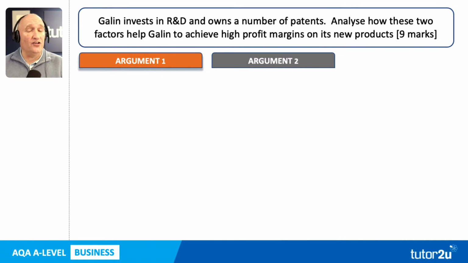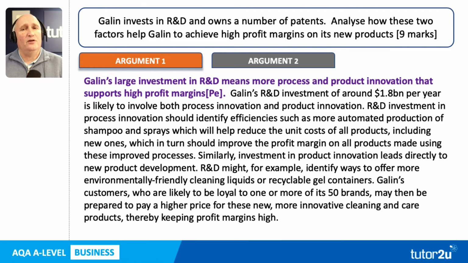Clearly, the examiner wants us to consider both factors. So I start off with my first factor, which is the investment in research and development. And I'm going to argue that that enables Galen to invest in innovation for new products that help support these high profit margins. So Galen's large investment in R&D means more process and product innovation, new products, that supports high profit margins. Full stop. I now need to try to convince the examiner how that might be the case.